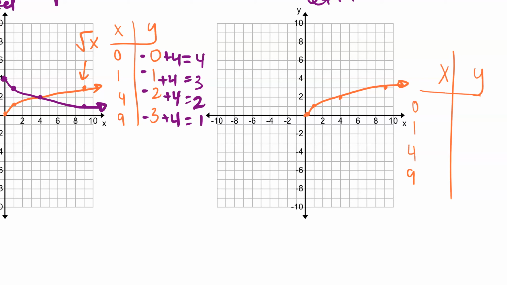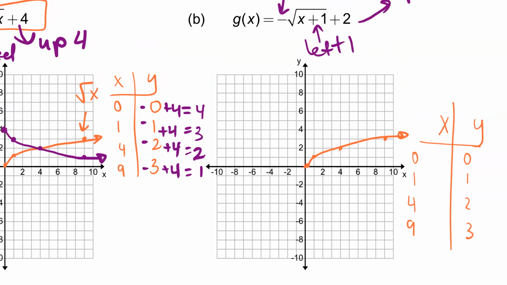And then with my y values, square root 1, 0, 1, 2, 3. So I have to go in order. Let's talk about the x's first. We have to shift everything left by 1. That means I'm going to subtract 1 from my x's.